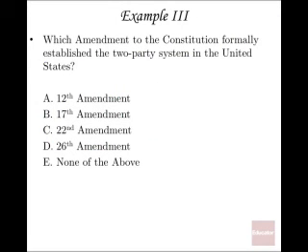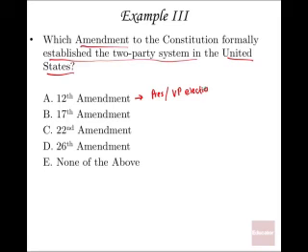Okay, next question here. Which amendment to the Constitution formally established the two-party system in the United States? Okay, was it the 12th Amendment? What is the 12th Amendment? The 12th Amendment basically says that there's a separate election for the president and VP. Okay, so that basically fixed a flaw that we had because of the development of the two-party system, but didn't establish a two-party system. It just recognized the realities of a two-party system and adjusted our electoral college as such.